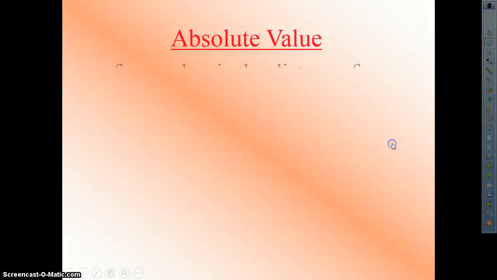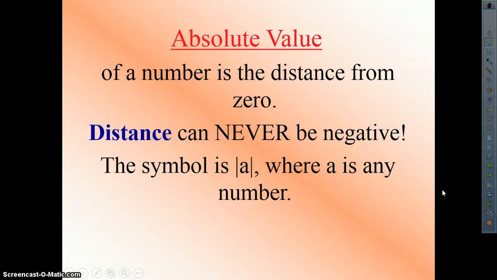All right, now absolute value. The absolute value of a number is the distance of the number from 0, and distance can never, ever be negative. The symbol we use are bars on either side of the number.